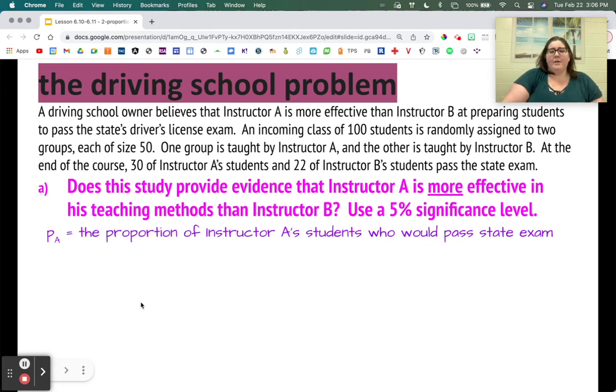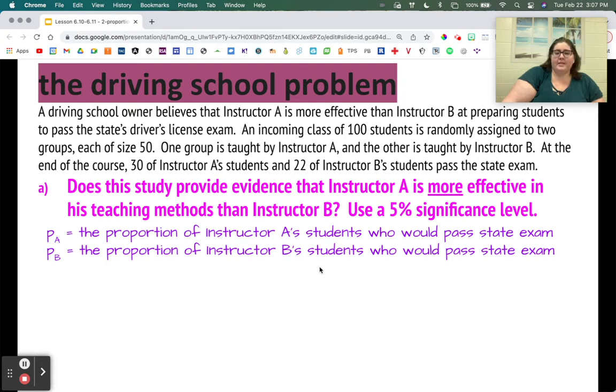So I'm going to start by defining my parameters. That's step 1. We're going to state. We're going to define our parameters and write our hypothesis statements. I'm going to write this as PA and PB since they gave me instructor A and instructor B. So PA would be the proportion of instructor A students who would pass the state exam. Notice that I said who would pass. We're not talking about this specific group of students, so it's not who did pass. We're saying of all students that could ever have instructor A, it's the proportion of them who would pass the state exam. PB is the proportion of instructor B students who would pass the exam in general in the future of all the students who could ever take it.